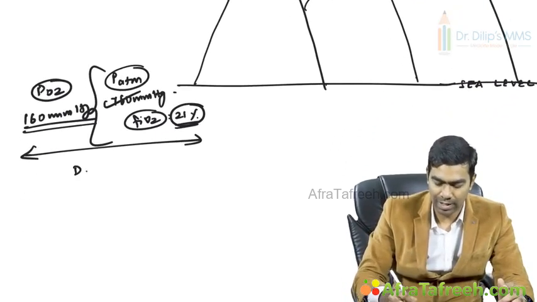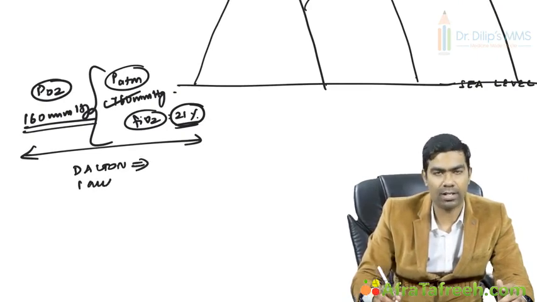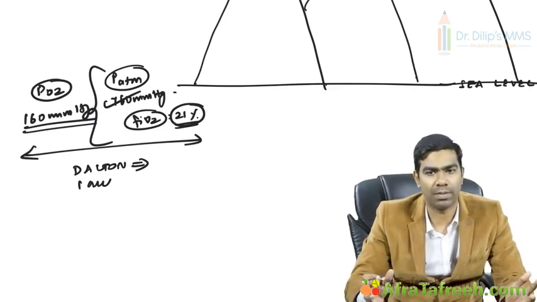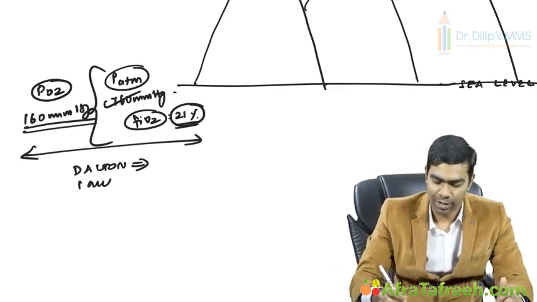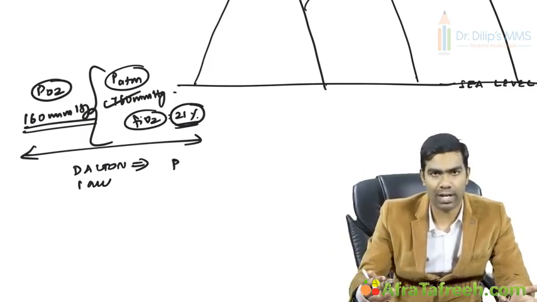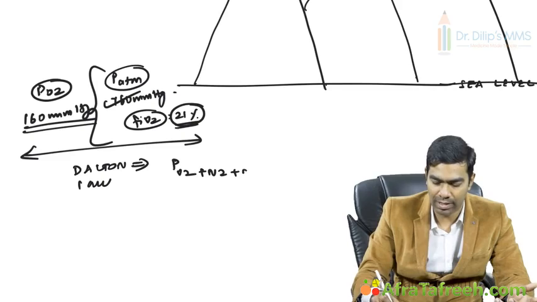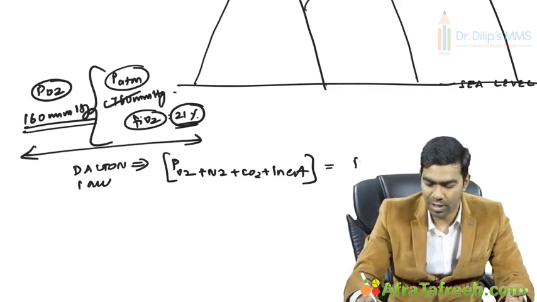Because there is a scientist called Dalton who gave me the permission. This is what we refer to as Dalton's law, which tells you that the total pressure exerted by a gaseous mixture is equal to the sum of the pressures of the individual gases. As simple as that. The atmosphere has a lot of gases. For example, let us assume oxygen, nitrogen, carbon dioxide, and a lot of inert gases. According to Dalton's law, the total pressure exerted by the gaseous mixture is equal to the sum of the partial pressures of the individual gases.